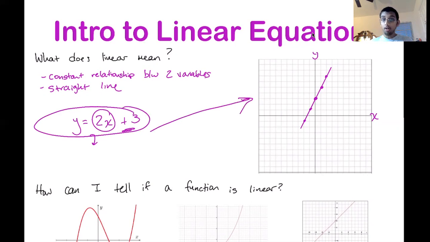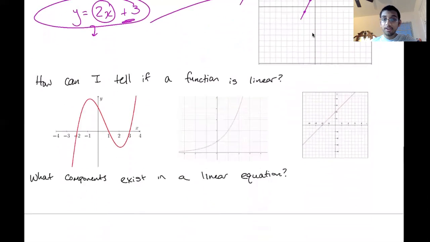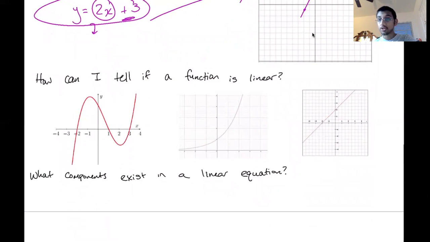Using this knowledge, let's try to identify which graphs are linear. Let's look at this first example, number one. Is this graph linear? Well, let's think. Is it a straight line? The answer is no, because look, it's curvy. It's going all over the place. So therefore, it's not linear.